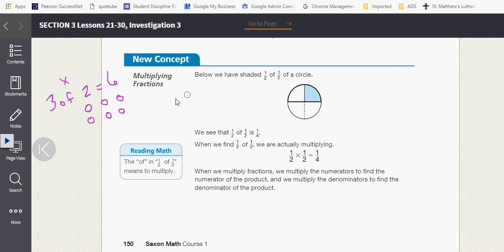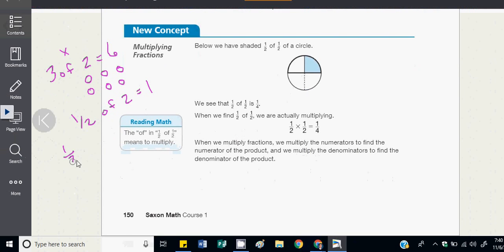Now what if I say I want half of 2? We know that's going to be 1. What operation gets us there? Let's try multiplication again. Half of 2 is 2 over 2, which is 1. So "of" really means to multiply.